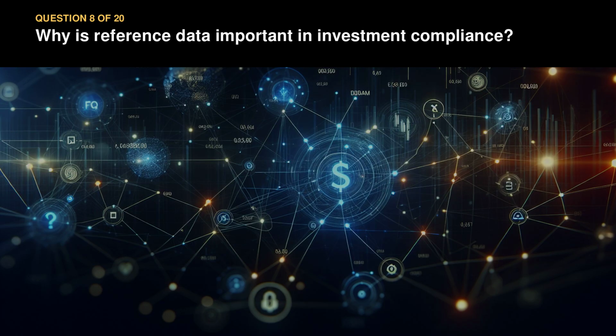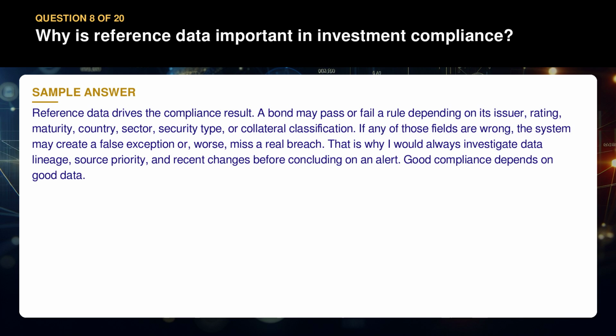Question 8. Why is reference data important in investment compliance? Reference data drives the compliance result. A bond may pass or fail a rule depending on its issuer, rating, maturity, country, sector, security type, or collateral classification. If any of those fields are wrong, the system may create a false exception, or, worse, miss a real breach. That is why I would always investigate data lineage, source priority, and recent changes before concluding on an alert.